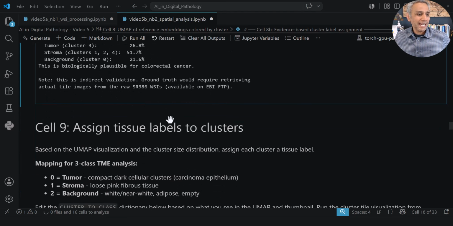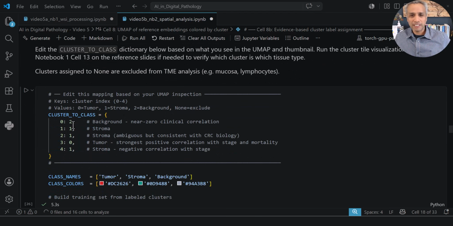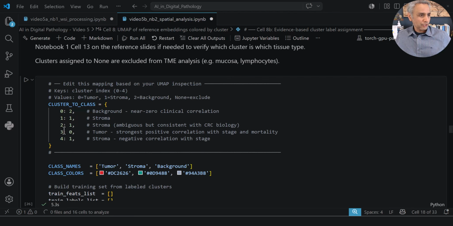So based on that cell, I'm going to assign these classes down here. Cluster 3, where is my cluster 3? Right there, with a value of 0, which is our tumor. Clusters 1, 2, and 4 are stroma, and cluster 0 is the background.